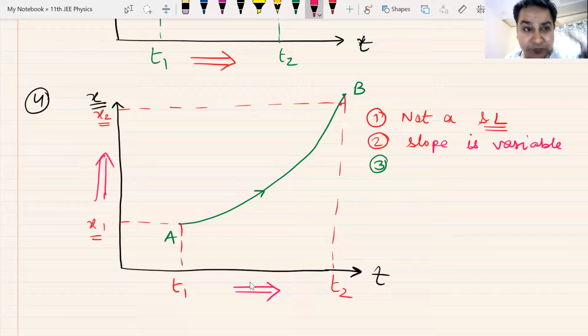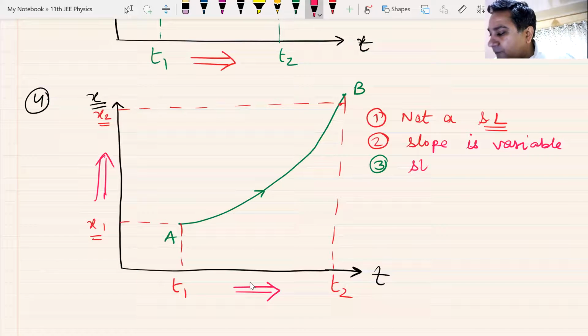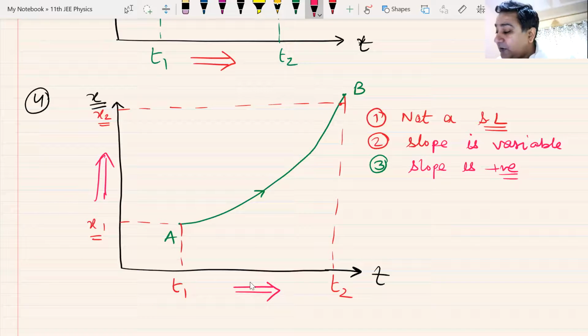Yes, that is correct, Deepak. The concept must be correct in your head. Time increasing, x increasing. That is positive slope. Okay, so slope is positive. Great, great going. Great class today. Loved it. Now let us talk about the velocity.